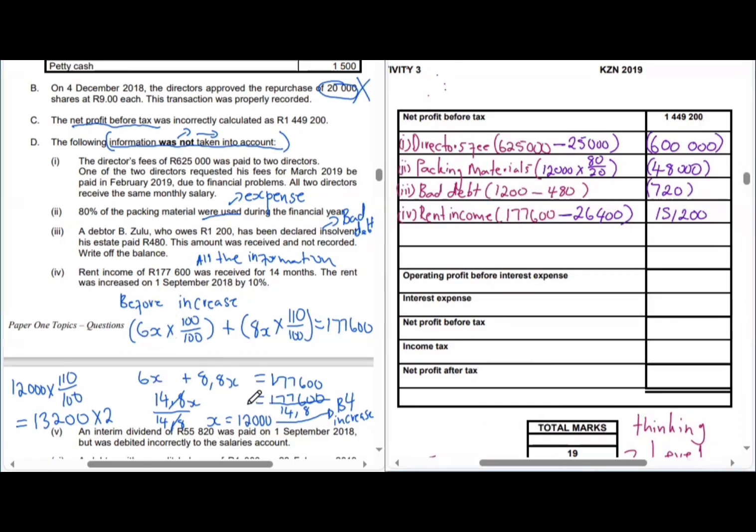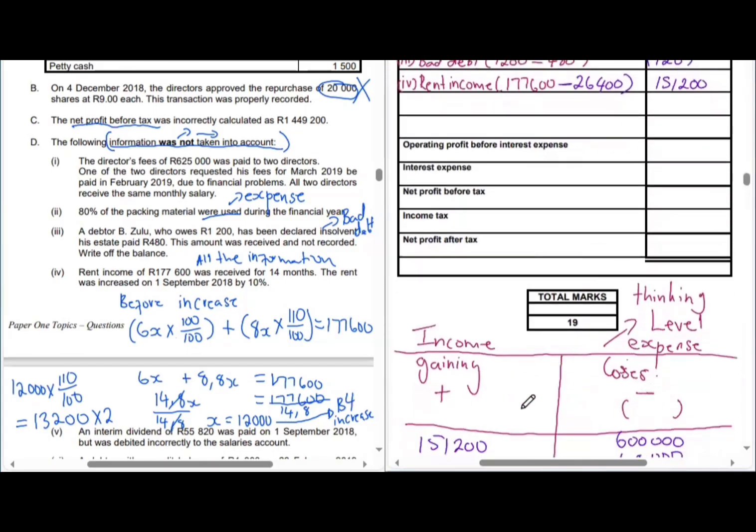Immediately after having your amount before increase, you multiply by 100 plus the percentage of the increment, so 110 divided by 100%. After the increase we get 13,200. Because 2 months were received in advance, we multiply by 2. That's how we got 26,400. And then from the amount that we have for rent income, subtract the 2 months income received in advance, then this is the amount that we were supposed to have within the 12 months period.